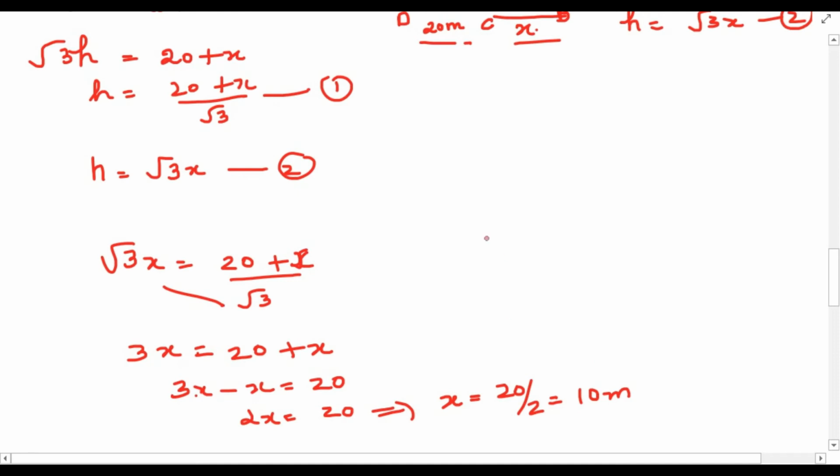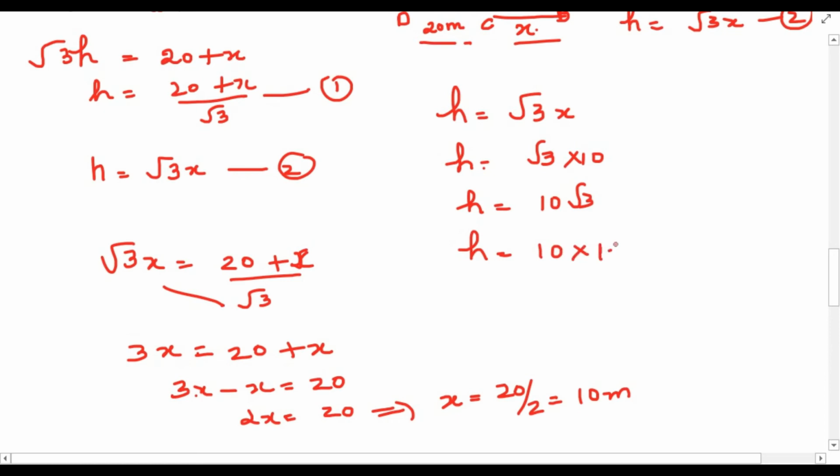Now the height of the tower also we need to find out. So h is root 3 x. So h is root 3 into 10. h is 10 root 3, or h is equal to 10 into 1.73, the value of root 3, which is equal to 17.3 meters. So this is the height of the tower and the width of the canal.